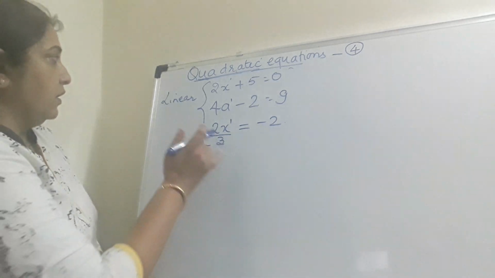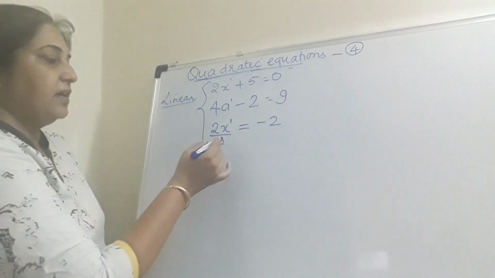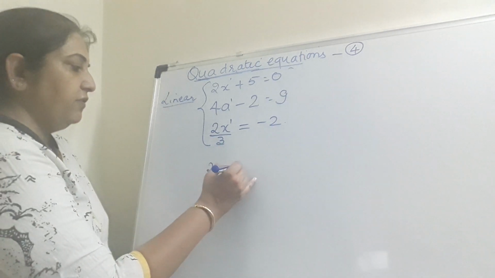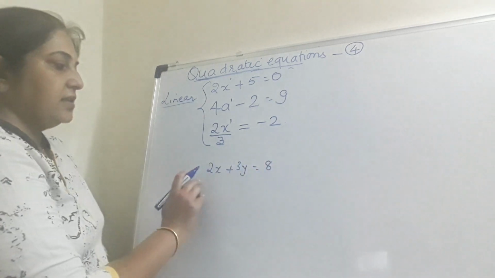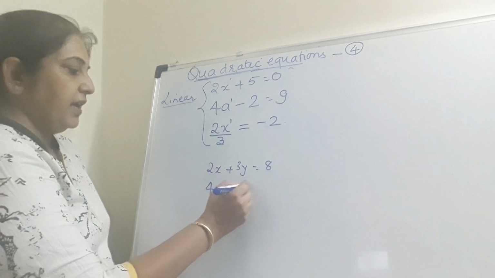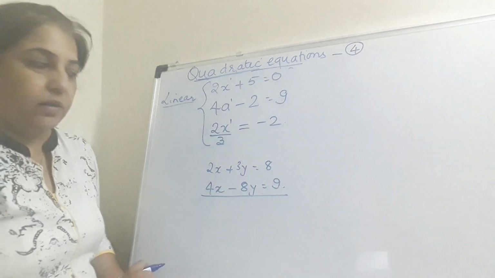Now we have studied linear equations in 1 variable. We have studied linear equations in 2 variables, like 2x plus 3y is equal to 8. This is a linear equation in 2 variables. 4x minus 8y is equal to 9. This is also a linear equation in 2 variables.